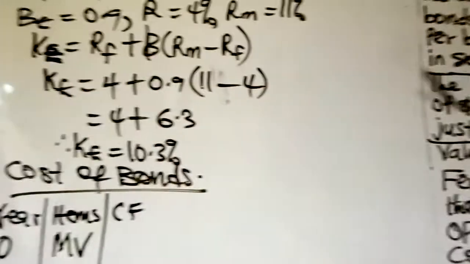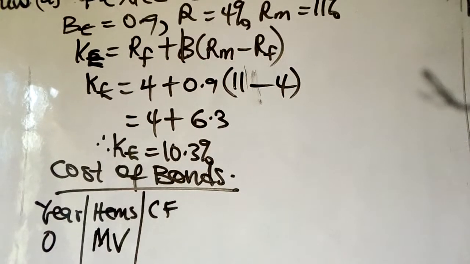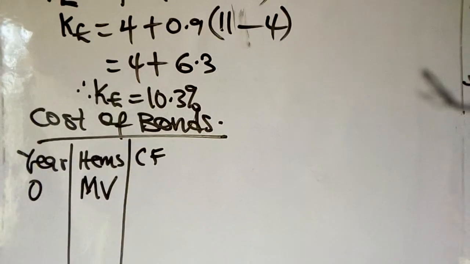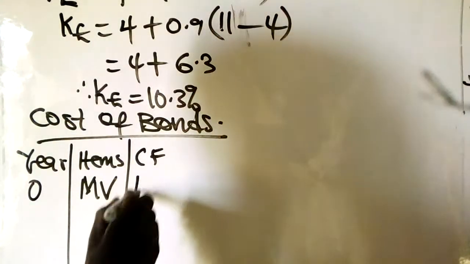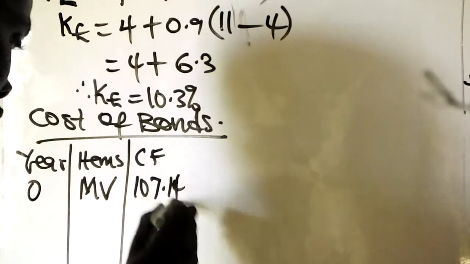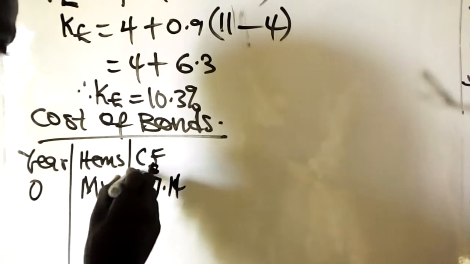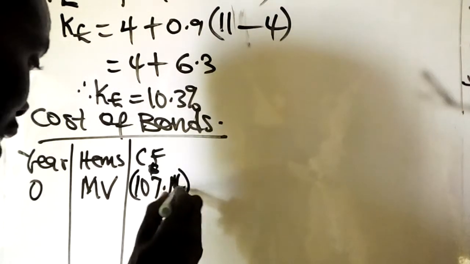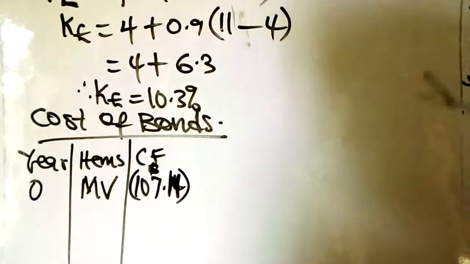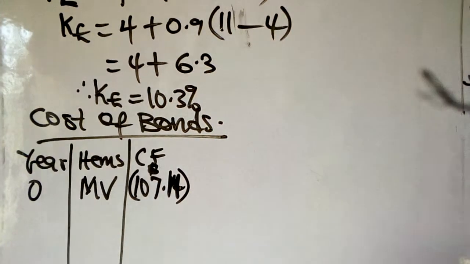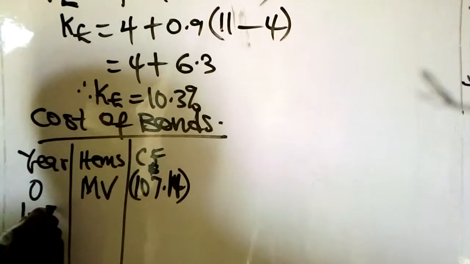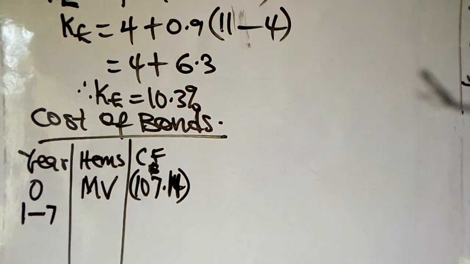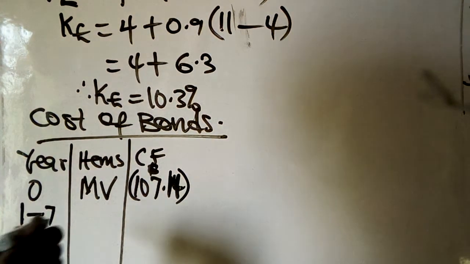107.14. I've told you that the market value will be treated as an outflow in year 0. The market value, 107.14, as an outflow in year 0. Then we now have annual interest from year 1 to 7.